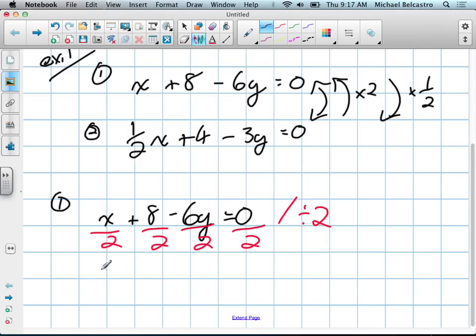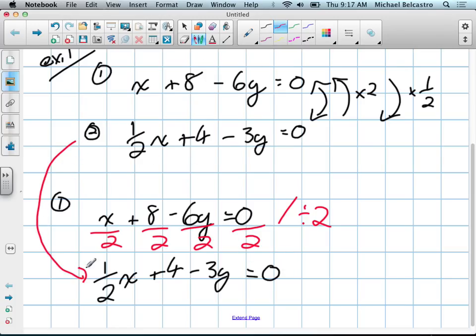So x divided by 2 can also be represented as a half x. 8 divided by 2 is 4, and negative 6y divided by 2 is negative 3y. 0 divided by 2 is still 0. So we have created the second equation by just dividing the first one by 2. Relatively simple concept. These would be equal equations. It's the exact same thing if we graph it.